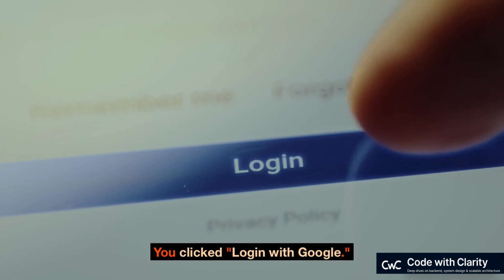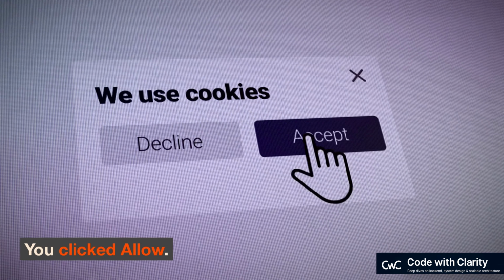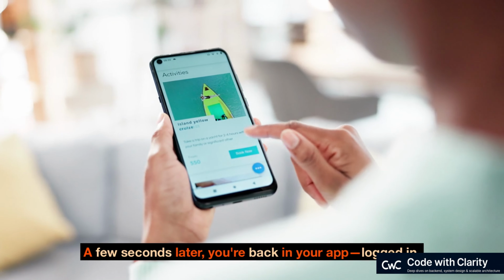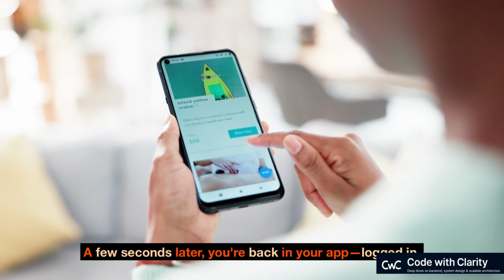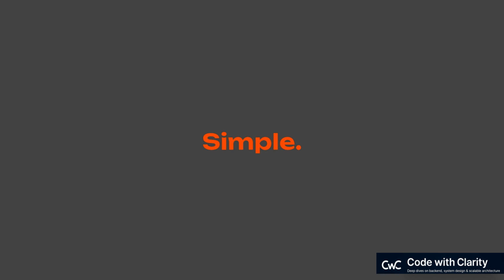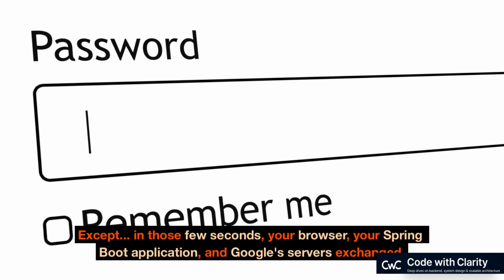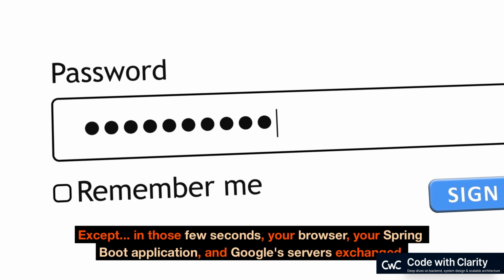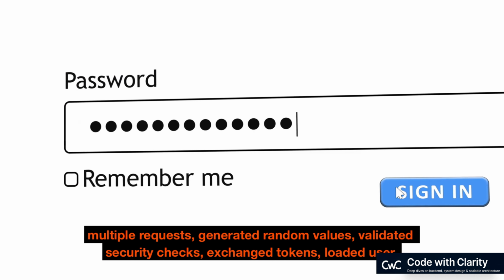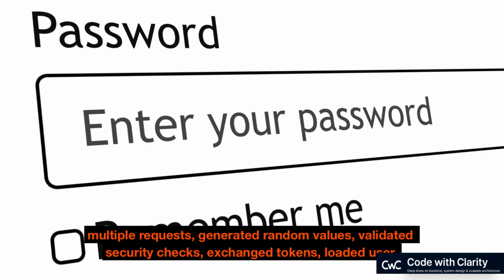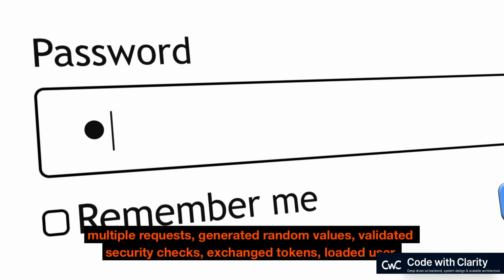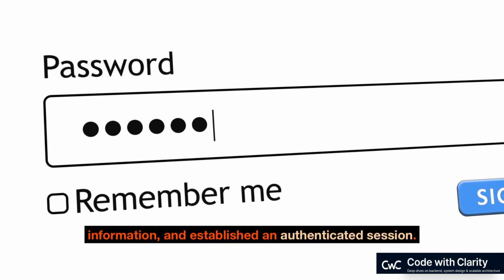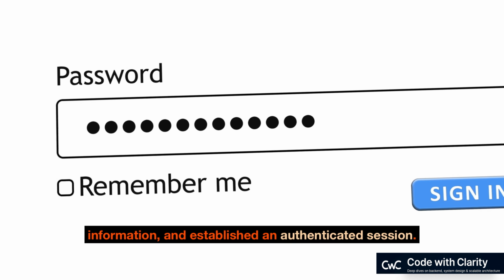You clicked Login with Google. A new page opened. You clicked Allow. A few seconds later, you're back in your app, logged in. Simple. Except, in those few seconds, your browser, your Spring Boot application, and Google's servers exchanged multiple requests, generated random values, validated security checks, exchanged tokens, loaded user information, and established an authenticated session.